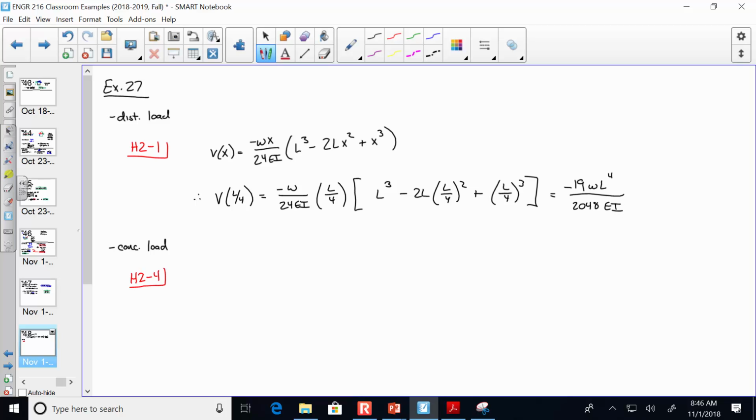H2-4. V of X is, and then that ends up being minus Px over 48 EI, and then that is 3L squared minus 4X squared. So therefore, V at L over 4 is minus P over 48 EI.